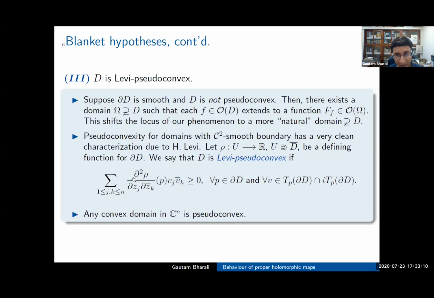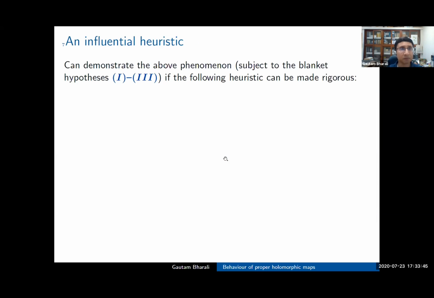So having said all of this, it would be unnatural for a convex domain to not be Levi pseudoconvex, right? Any convex domain is pseudoconvex. I haven't really defined pseudoconvexity; I've just loosely talked about what it means. But any convex domain in C^n is Levi pseudoconvex. So in a sense, I haven't lied to you to say that you should understand Levi pseudoconvexity as a weak form of convexity. So this is my third blanket assumption, okay?